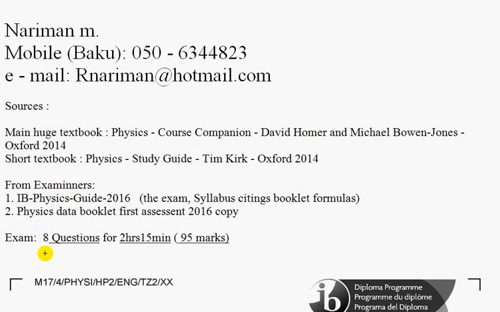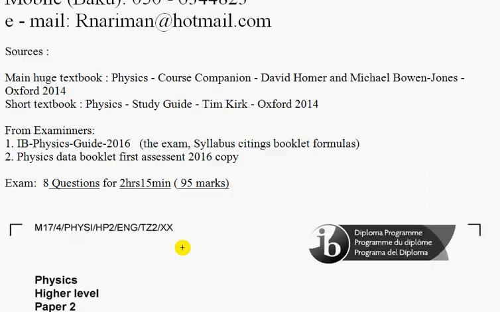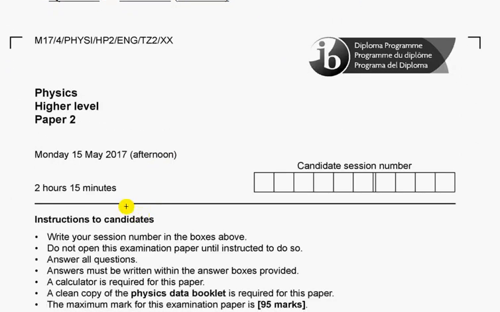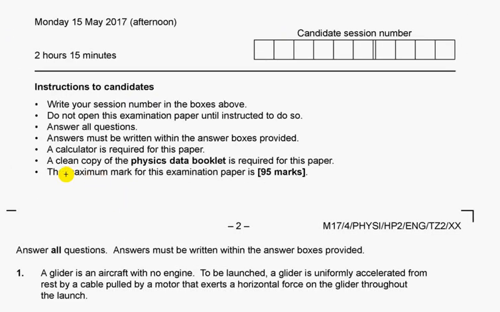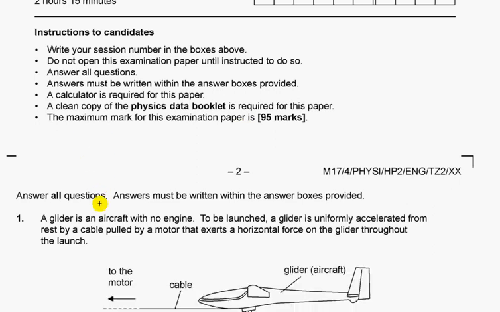So this exam is 8 questions for 2 hours 15 minutes. Let's look at the cover page. A calculator is required for this paper. A clean copy of the physics data booklet is required for this paper. Let's start.